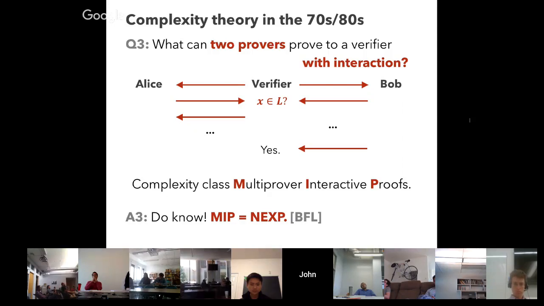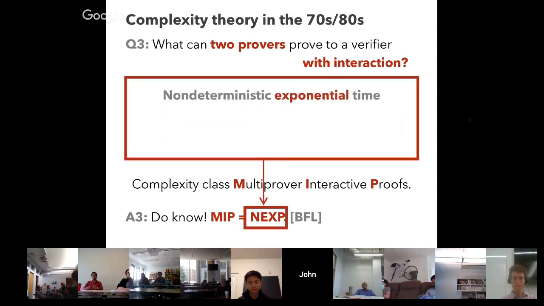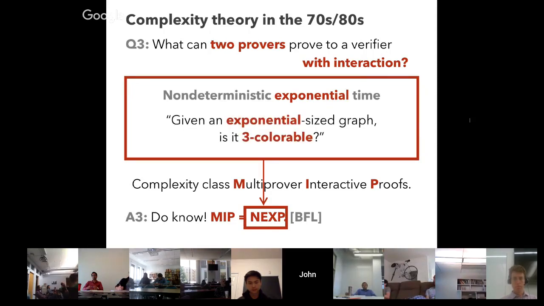The idea behind this class is that when you have two provers, you can ask each prover questions that the other prover doesn't know. Each prover now only has partial information, so it's a lot easier to catch someone in a lie. You can spring a surprise question on Bob and cross-check it against Alice, and that's the power of this class. So here MIP equals NEXP, and what is NEXP? This is the class nondeterministic exponential time, so a verifier allowed to run in time 2 to the poly n. One of the canonical NEXP-complete problems is the following: you're given an exponential sized graph, and you want to know, is it 3-colorable or not?